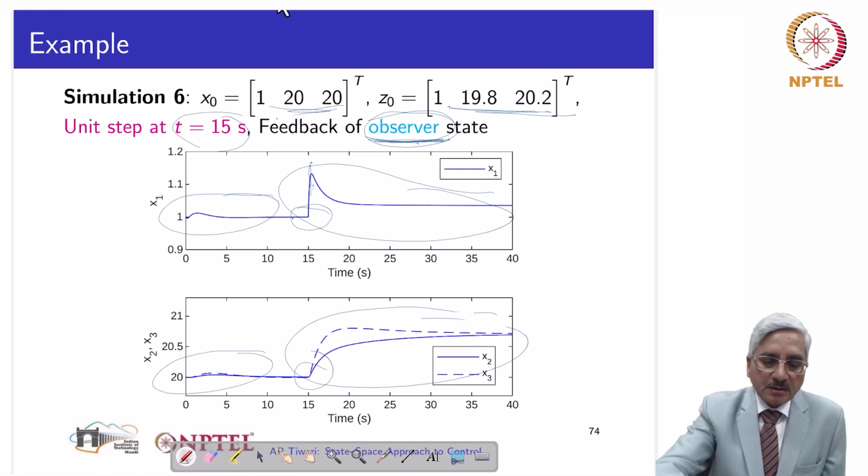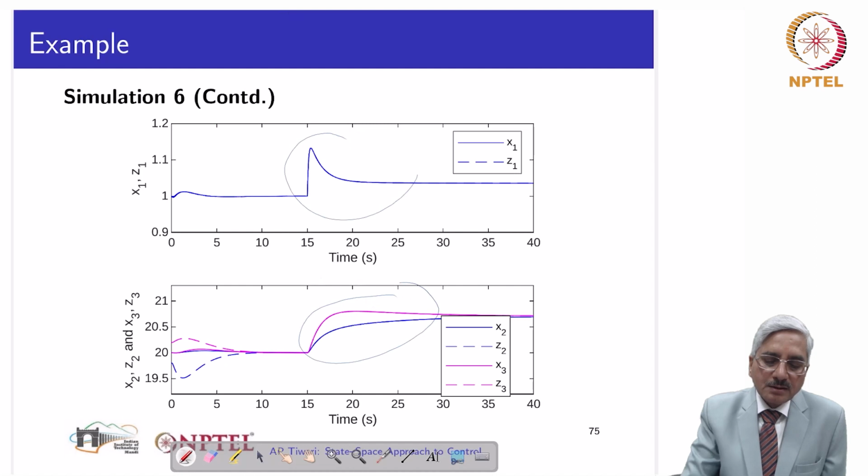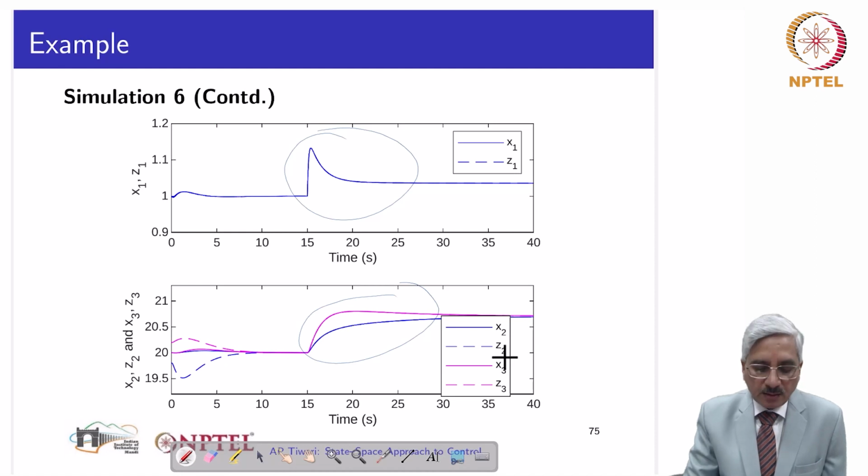That is the beauty. The observer states, see, during the transient there is no perceptible difference between Z2 and X2 and Z3 and X3. They match. So the observer states have matched. Once they have become asymptotic, they match.